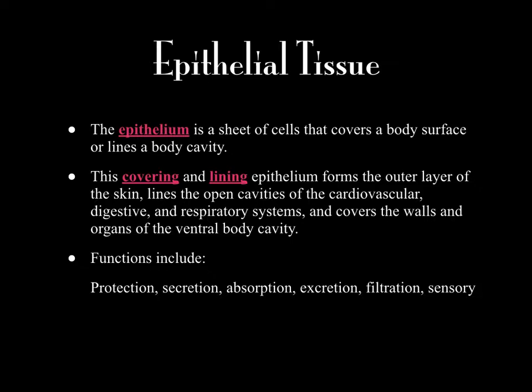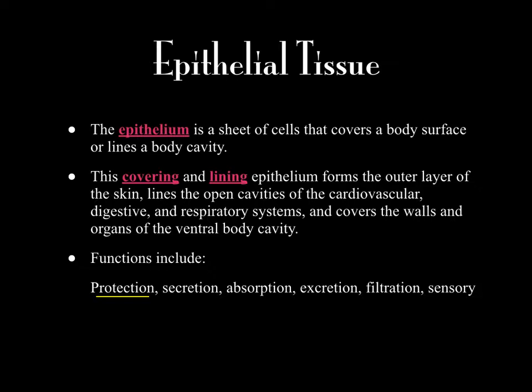Epithelial tissue has a variety of functions, including protection, secretion, absorption, excretion, filtration, and various sensory functions. We'll talk about a couple of these functions in more detail, beginning with protection. Where might you find an example of an epithelial tissue that serves to protect your body in some way? The best example here is your skin. Your skin is a protective barrier, protecting your underlying tissues from various harmful substances that could potentially damage those tissues.